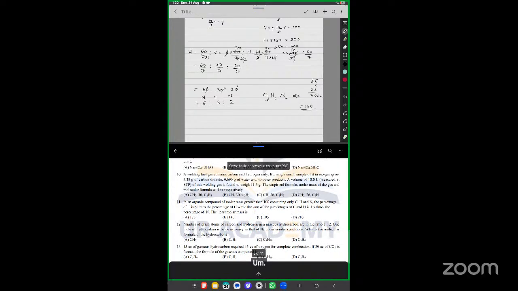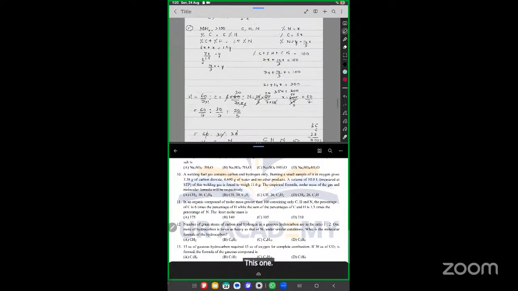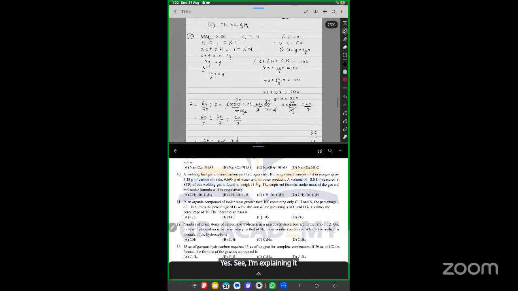Ma'am, 210 is also in the options. But you have to tell the nearest one, right? Yes, the nearest one, which is greater than 100. 210 is also a right option because 17 times 3 gives you 210, right? Yes, ma'am. So you have to tell the nearest one, which is greater than 100. See, I'm explaining it again.